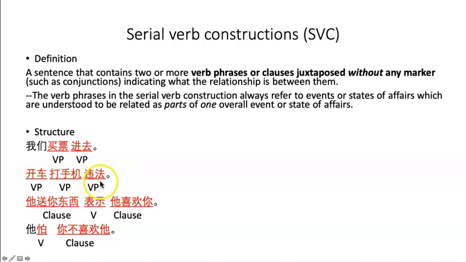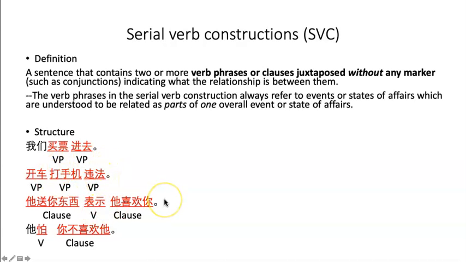And the three verb phrases are also related. They are parts of one overall event. So, driving while using cell phone and these two actions, when they are taking place at the same time, they violate the law. So, they all belong to one overall event.